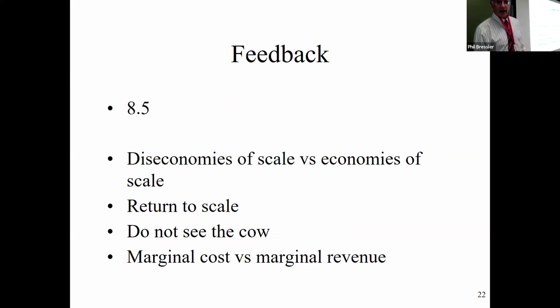All right, here was the feedback. It was 8.5. People are confused on diseconomies of scale versus economies of scale. First of all, it's a long run. It only can happen in the long run. Economies of scale is as I produce another unit, average total cost goes down. And the reason is specialization. Diseconomies of scale is kind of the opposite. As I produce an additional unit, average total cost goes up. And that's a lot of times due to theft, mismanagement, things like that.